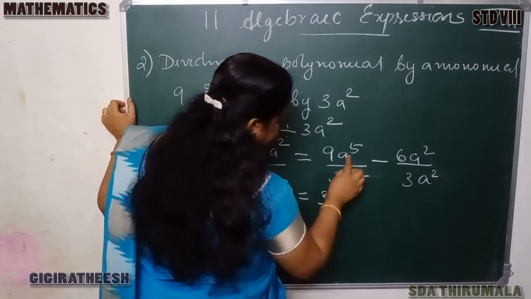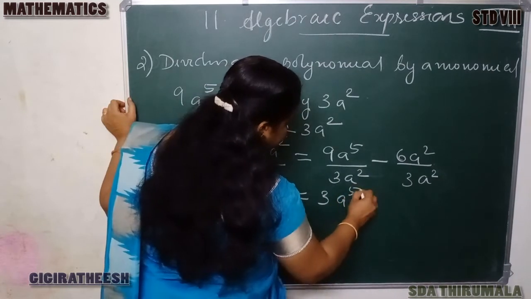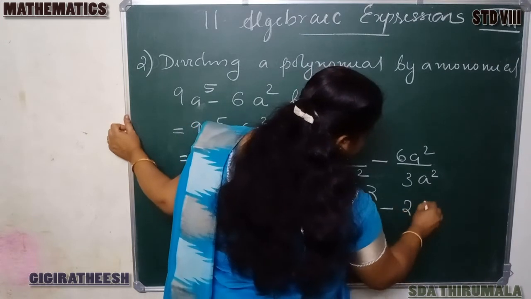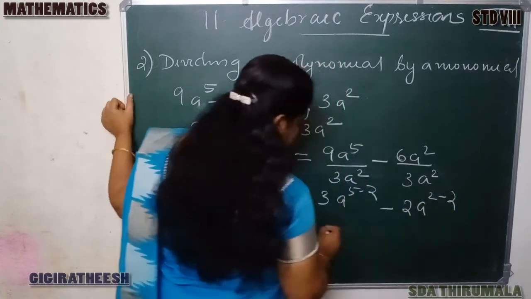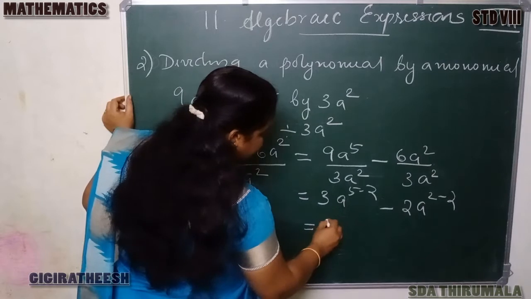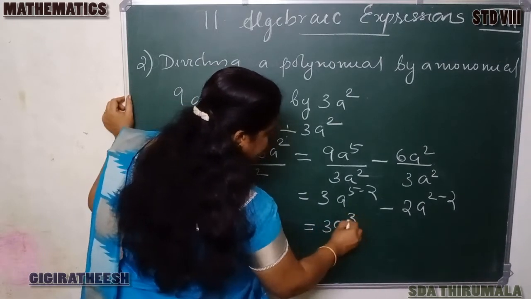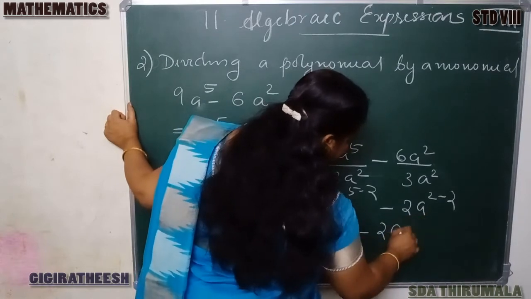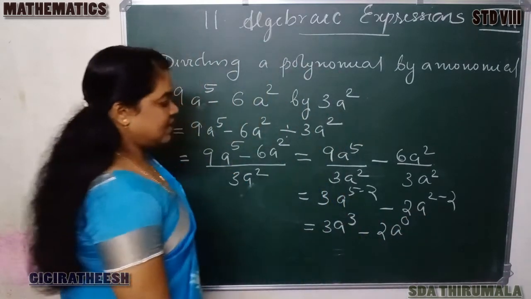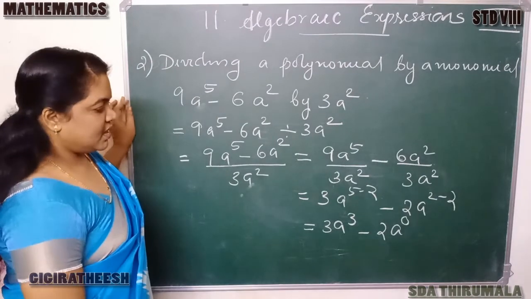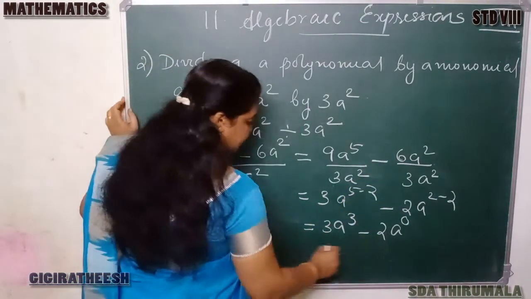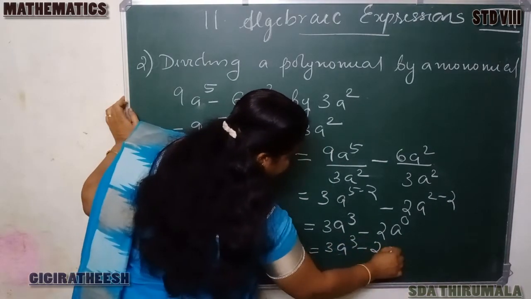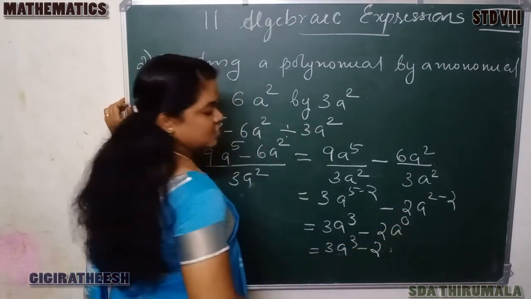This 3, and then a raised to 5 minus 2, and then here it is 6 by 3 is equal to 2, a raised to 2 minus 2, that is equal to 3a raised to 3. 3a cube minus, then here it is 2a raised to 0. We know that any number or variable raised to the power 0 is equal to 1. That is, we can write 3a cube minus 2a raised to 0, where a raised to 0 is equal to 1. That is 2 into 1 is equal to 2.